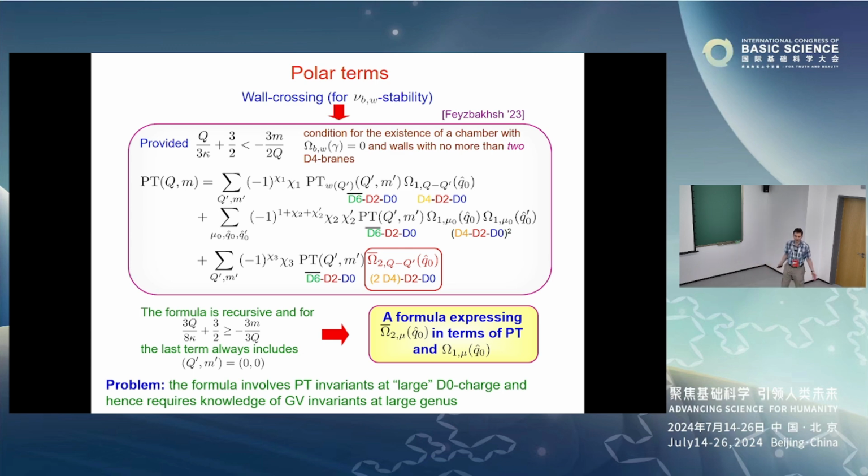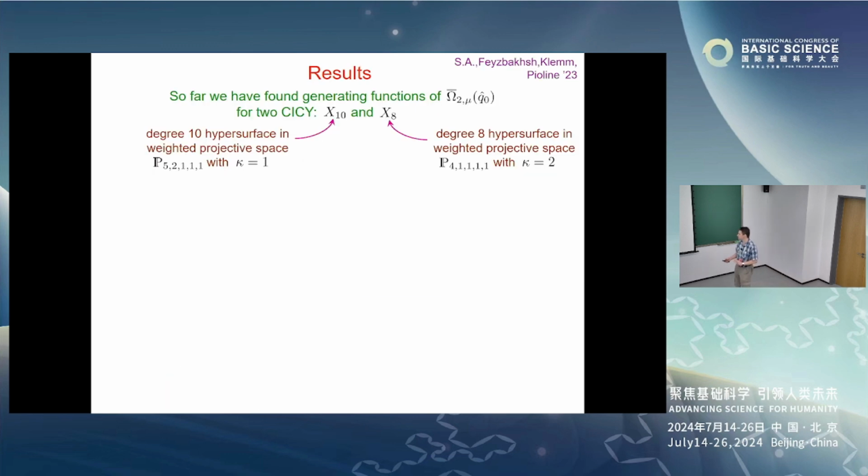And to compute such invariants, we need to know GV invariants at very high genus. And for most Calabi-Yaus, unfortunately, we don't know that. We're not able to compute. So direct integration of topological string is not enough yet to do that. But nevertheless, there are two Calabi-Yaus for which we can compute all polar terms.